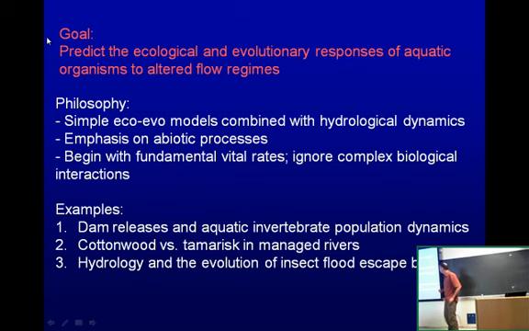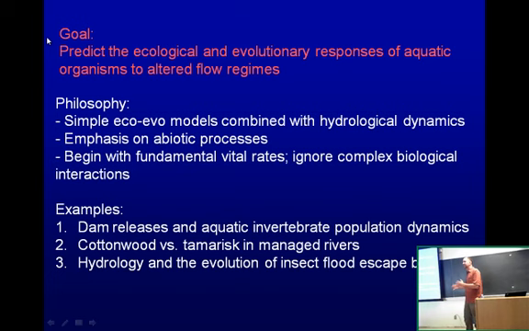I'm focusing almost entirely on abiotic processes. Okay, so it's the organism against that abiotic world. I almost never model in biotic interactions in between species for these models, just because I want to see how far we can get at explaining the system by invoking those abiotic processes. And in general, I'll begin as simply as possible with fundamental vital rates and ignore more complex bits of biology that could be interesting, but best to start simple first. So that's the general approach I'm going to take.